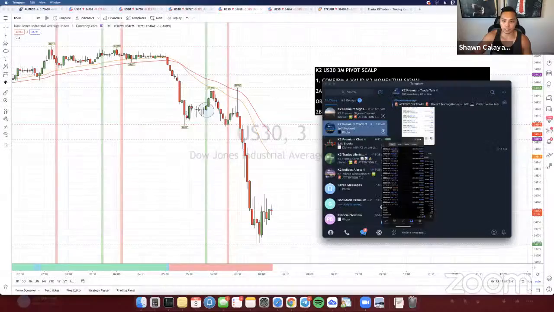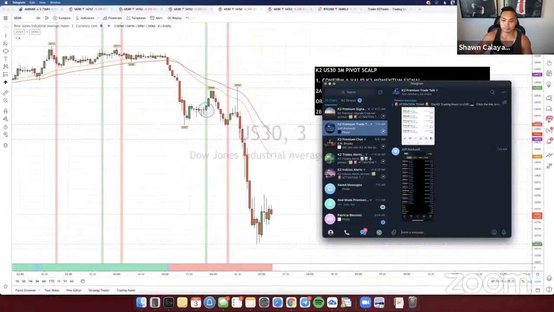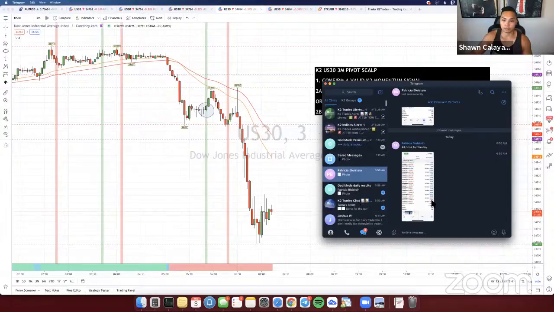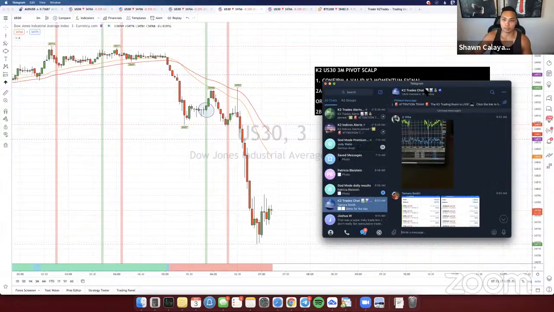I would take them, but like I mentioned before, I'm a very conservative trader. I'm not taking trades for whatever reason. I'm waiting for an actual entry to appear, and then I'm going to take it.